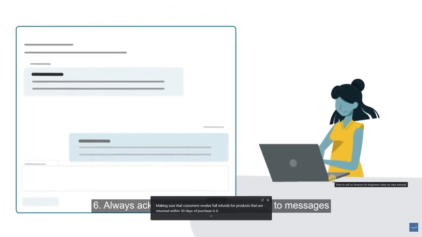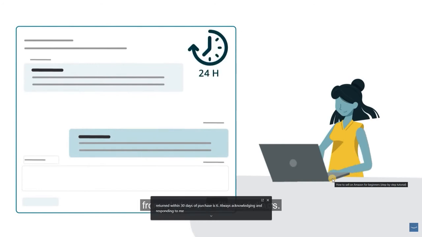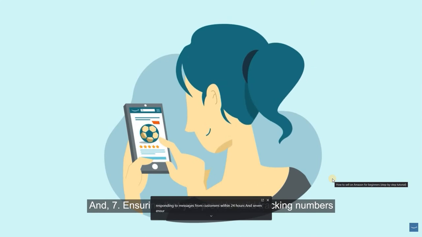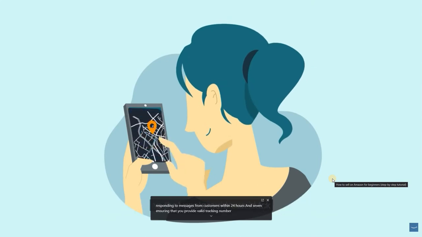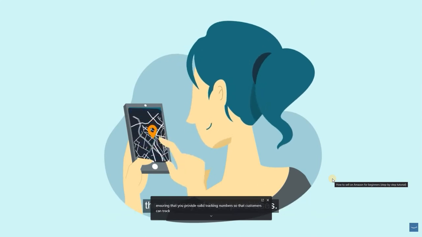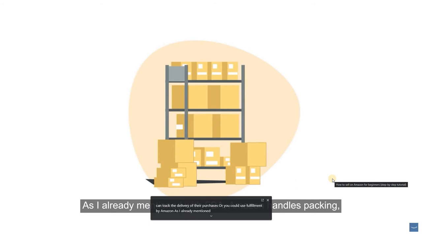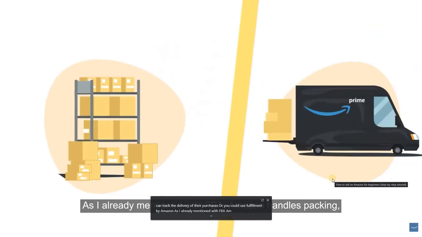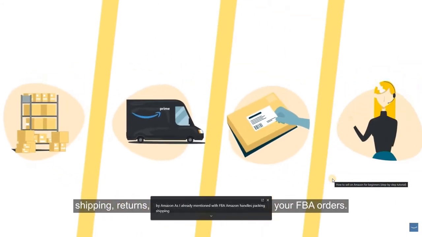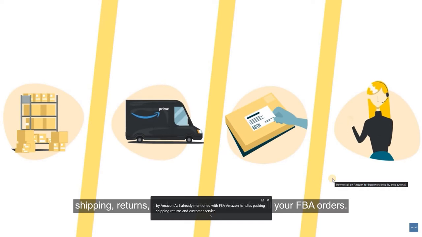6. Always acknowledging and responding to messages from customers within 24 hours. And 7. Ensuring that you provide valid tracking numbers so that customers can track the delivery of their purchases. Or you could use Fulfillment by Amazon. As I already mentioned, with FBA, Amazon handles packing, shipping, returns, and customer service for all your FBA orders.